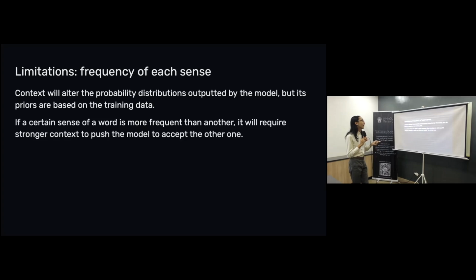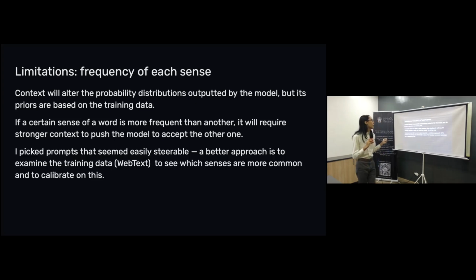So context will alter the probability distributions outputted by the model, right? The predictions that it has for what token will be next. But the priors are based on the training data, right? If in the training data, one word is more frequent than the other, it will require... okay, sorry, I ran out of time, but I'm just going to continue.